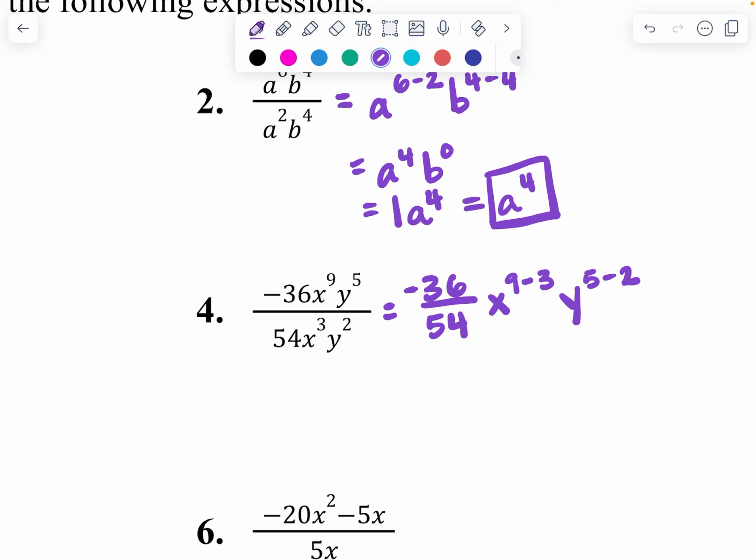Now you can use your calculator for negative 36 divided by 54. Just put that in your calculator. It's going to give you a decimal. You're going to hit the button right above the enter that will convert it back to a fraction. So this is essentially simplifying the fraction for you. So you should get in your calculator negative 2/3. And then when we subtract the exponents, we have x to the power of 6, y cubed.